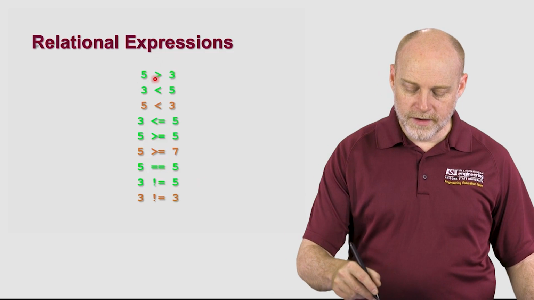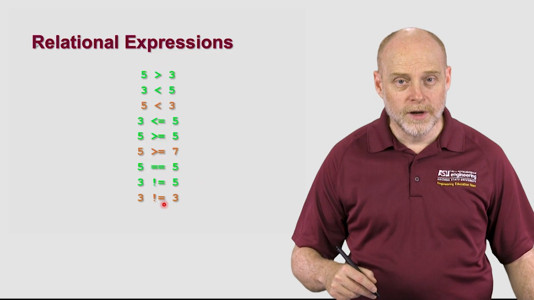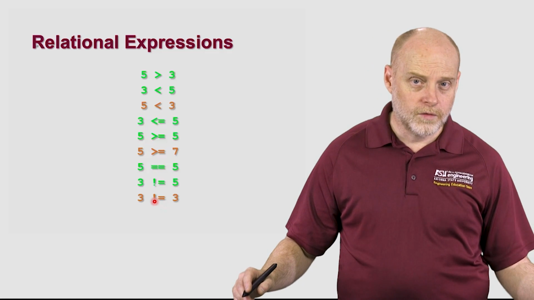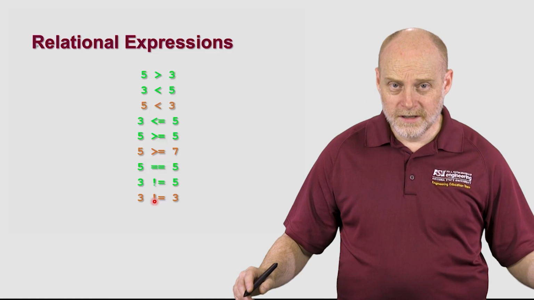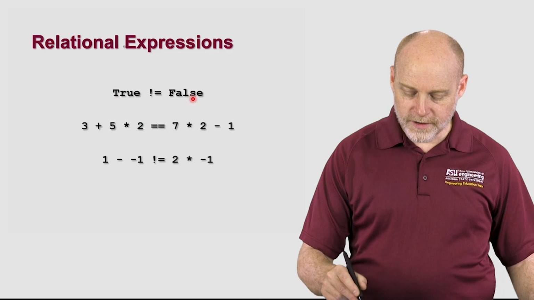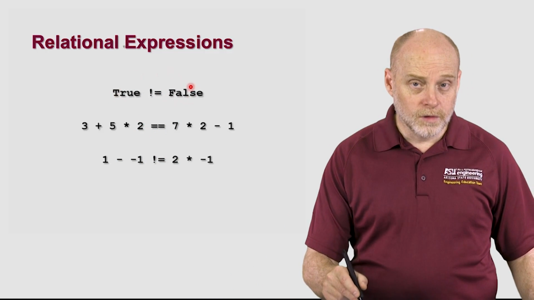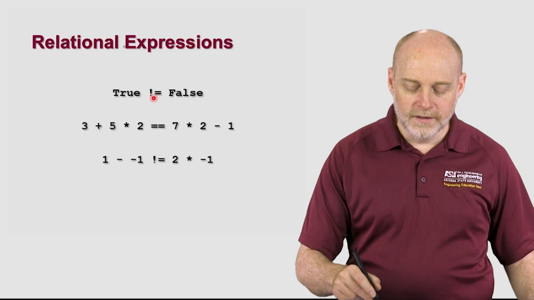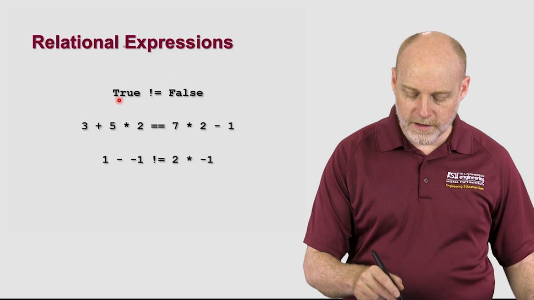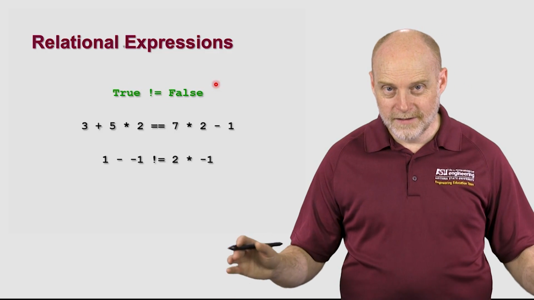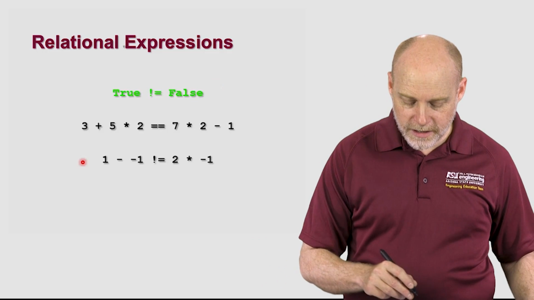And so anytime you have an expression that has a relational operator in it, the result of that expression will always be either true or false. If it's not true, you can be guaranteed that it's false. Here's a couple of other examples. We can compare Boolean values. So we can compare the value true to the value false using the inequality operator. So this is true is not equal to false, which is of course true. And that may seem a little strange, but it does make sense.